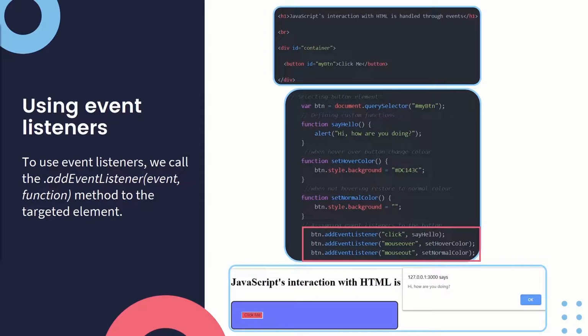We can actually see that when hovering over, the button turns to this red color. We also get this alert at the same time. Unfortunately, you don't see that third event come through over here because the button has been hovered over.